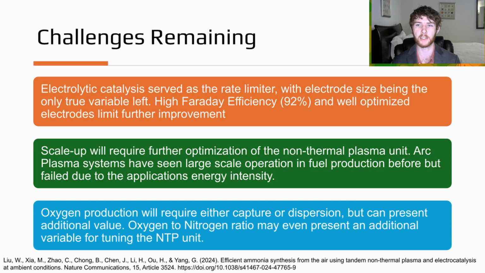There's going to need to be significant exploration in that direction, but it's extremely promising from a process side of things. In this process, the electrolytic catalysis was the rate limiter, not the non-thermal plasma unit, which is promising for further research. The major issues with that, I think, are the already relatively high Faradaic efficiency and the fact that they're using an extremely well-optimized electrode material.